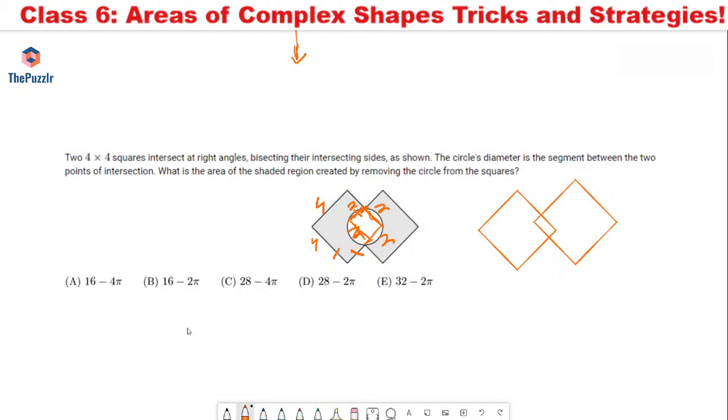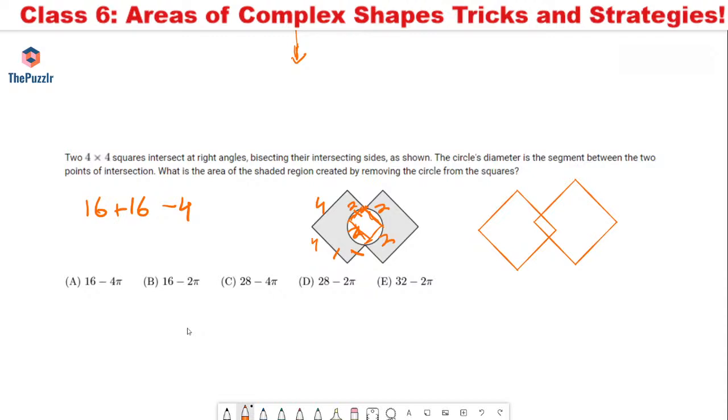So the common intersecting area, forget about the circle even existing. The common area is 16 plus 16, right? The area of the two squares, minus the area they have in common, which is this 2 by 2 square, which is 4. And don't worry if this doesn't make sense. This is a bit hard to imagine, right? You'll get it with practice.